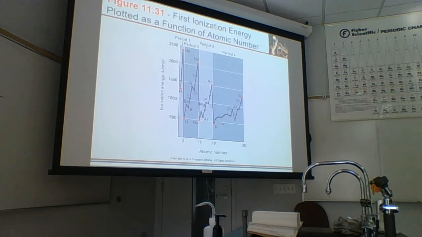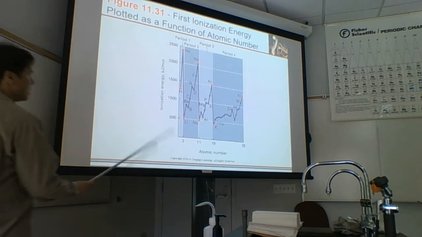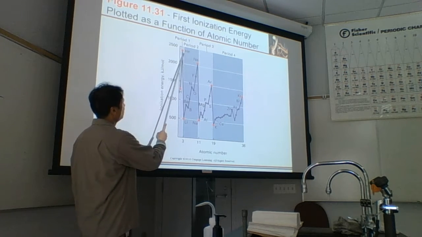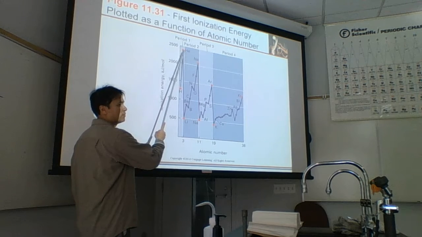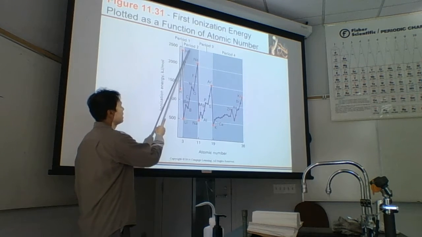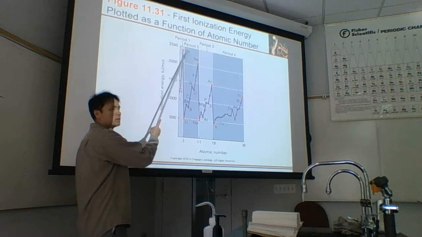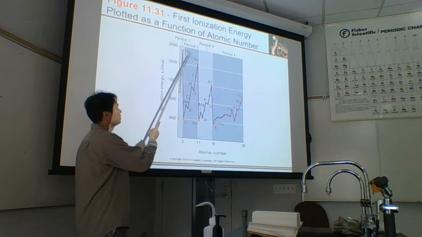Species, the hardest species to oxidize, what would you guess? The hardest species to oxidize would be helium. Helium's going to have the highest ionization energy. That means it costs the most amount of energy to take an electron off.